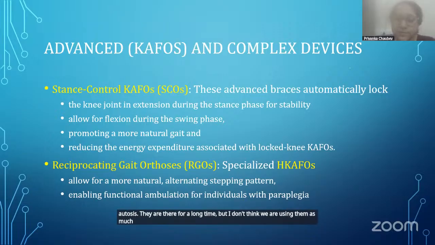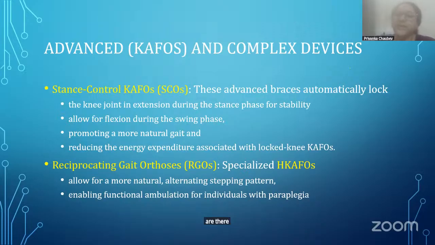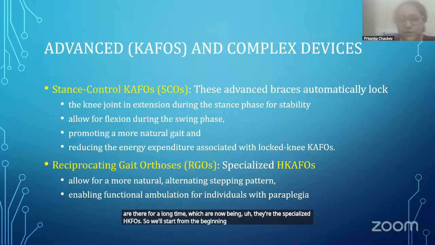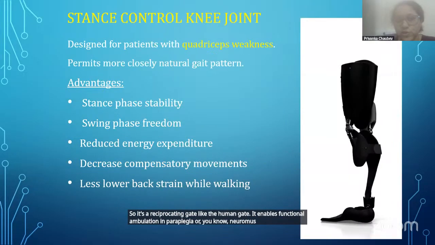Even the basic RGOs have been there for a long time, and now there are specialized HKAFOs. So we'll start from the beginning, because I don't think we have discussed this much. They allow for a more natural and alternating stepping pattern. So it's a reciprocating gait, like the human gait. It enables functional ambulation in paraplegia or neuromuscular disorders.